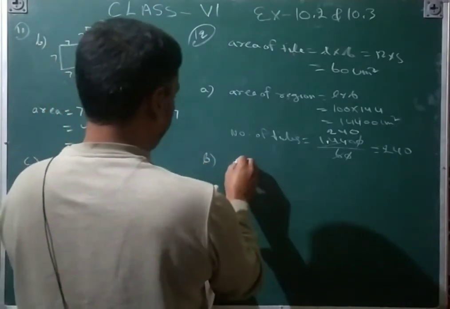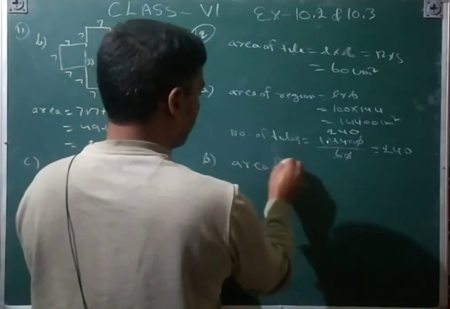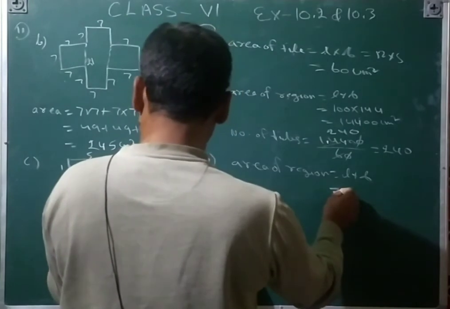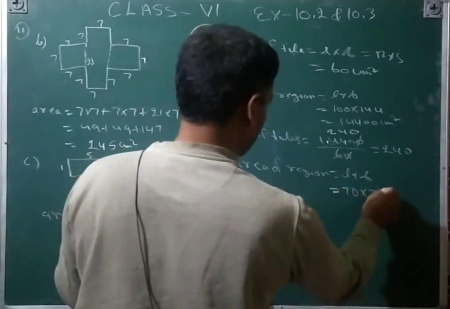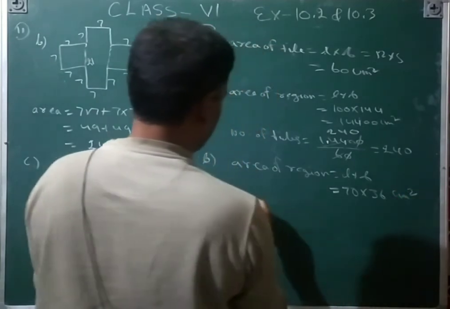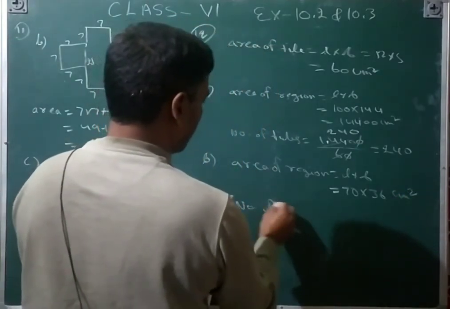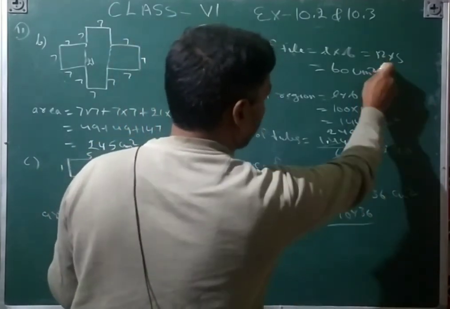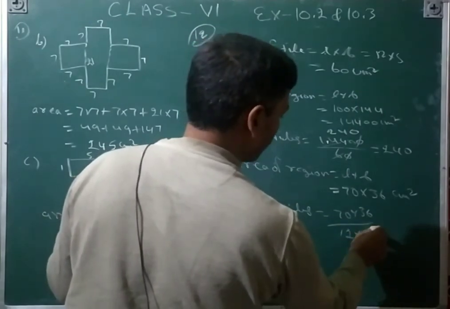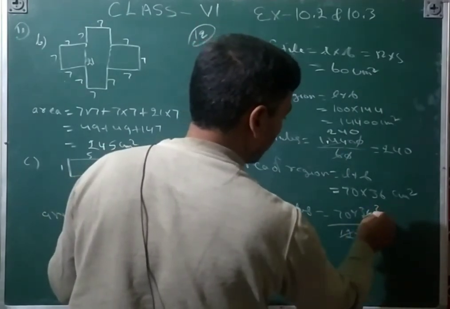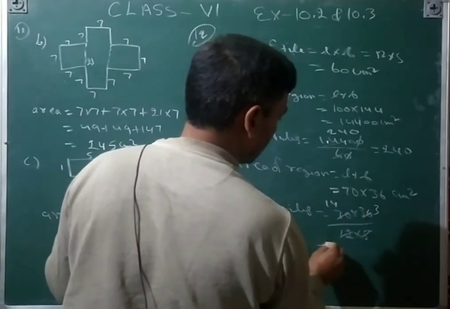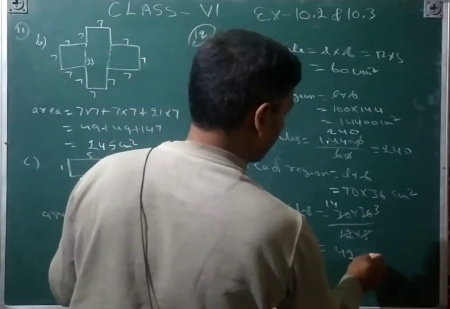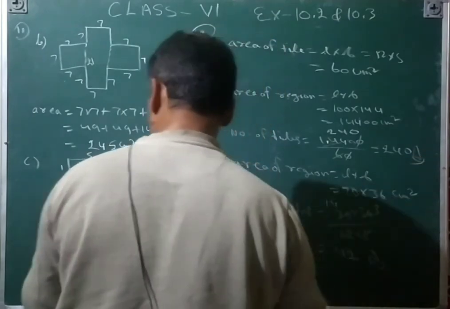And B, area of that region is equal to L into B, that is 70 into 36 centimeter square. No need to multiply that, because we are finding the number of tiles, which is equal to 70 into 36 upon 12 into 5. That is 12 threes are 36, and 5 fourteens are 70, 14 into 3 is 42 tiles, that is the answer. This is the 240 answer. Okay.